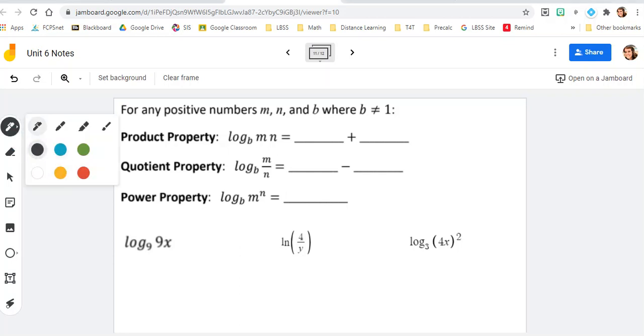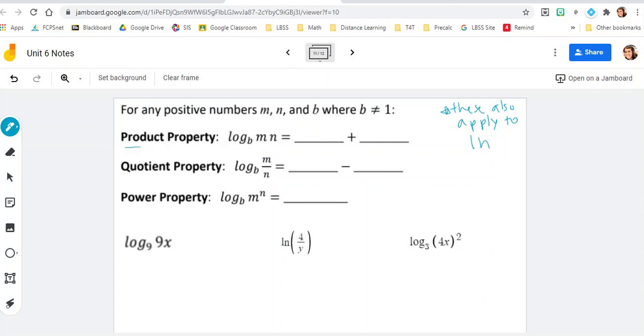All right, this video covers the basic properties of logarithms and natural logarithms. They both apply, and we're going to do some examples. I just want to make a note: these also apply to ln, our natural log.